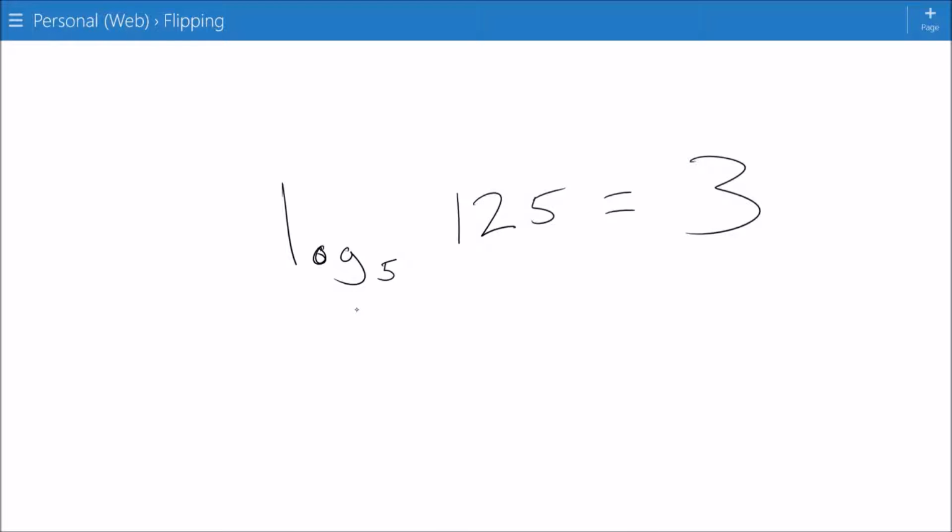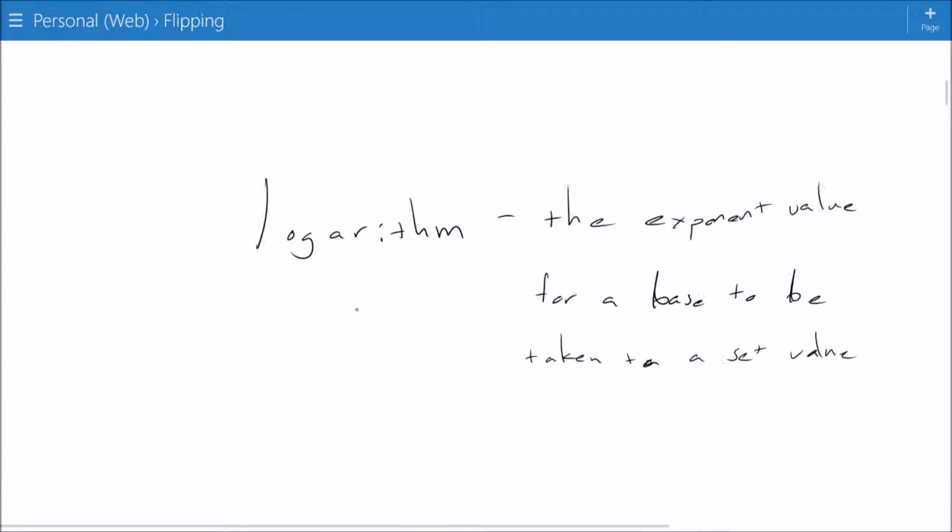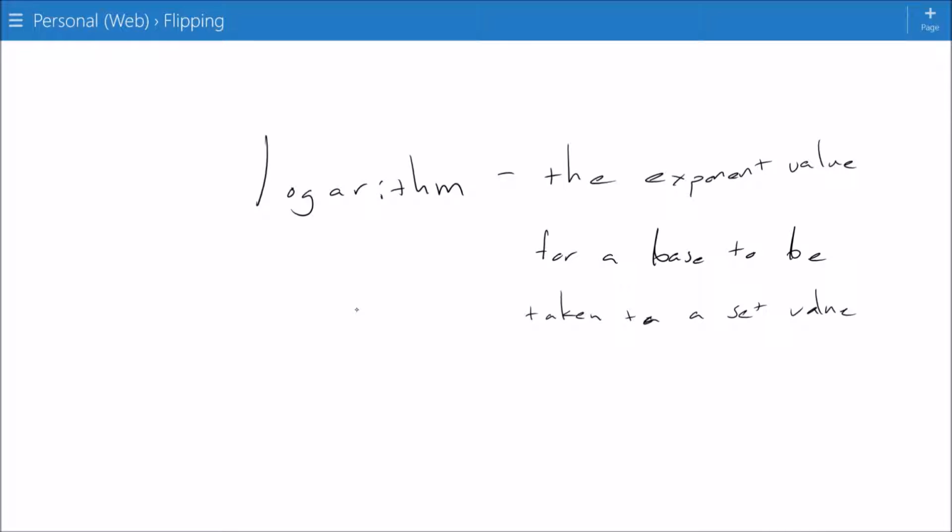Hello, we are looking at logarithms today, and this is an example of a logarithm and what you might expect to see. Logarithms have a very special relationship with exponents. So logarithmic functions and exponential functions are tied together. Let's take a look and see what that is. Basically, a logarithm is the exponent value for a base to be taken to a set value.